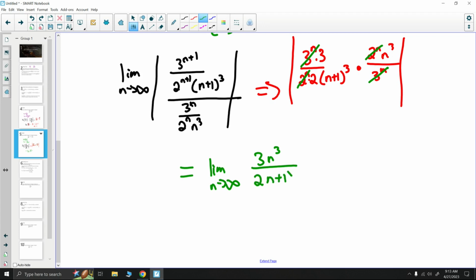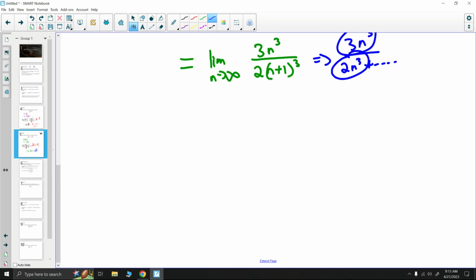Over 2n plus 1 cubed. Now, if we think about this thing here, if I FOIL this out, this is 3n cubed over, this would be like a 2n cubed plus or minus some other stuff. But the highest power would be an n cubed. So at the infinites, the only thing that matters is this 3n cubed and 2n cubed. And you could multiply this out if you want to make sure, but I know how this multiplies out, at least for the first term.